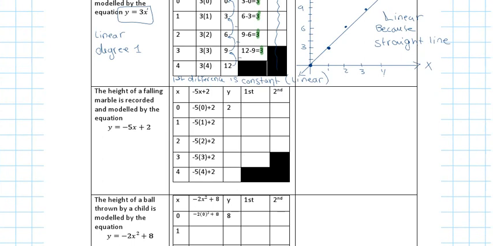Let's look at the next example. The height of a falling marble is recorded and modeled by the equation y equals negative 5x plus 2. So if you look at that equation, what can you tell me? Linear or quadratic?